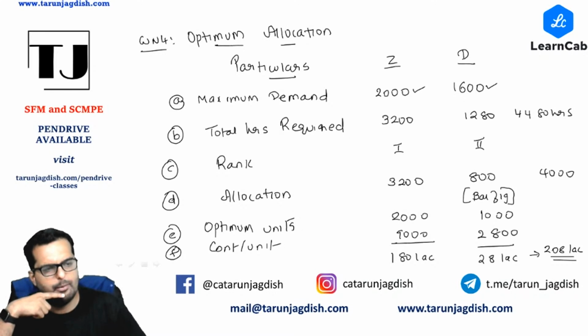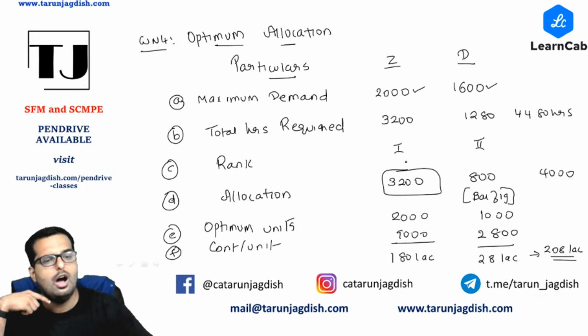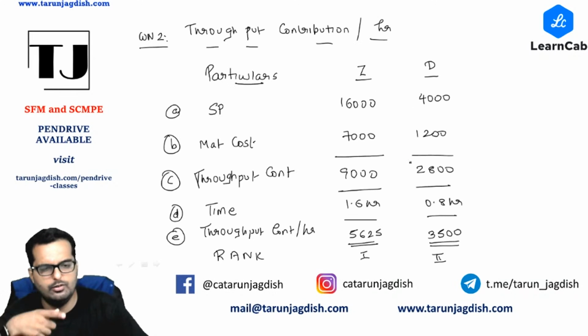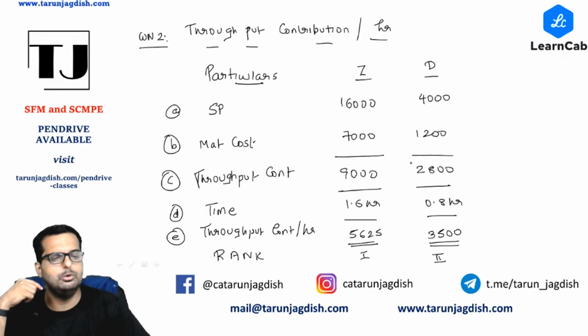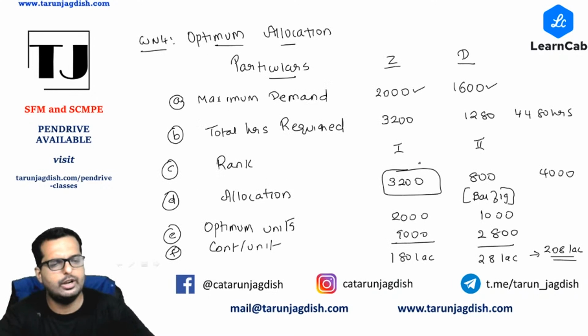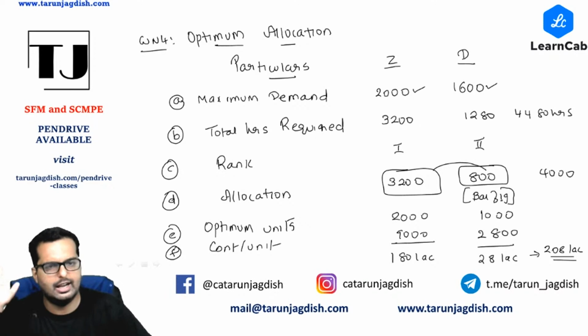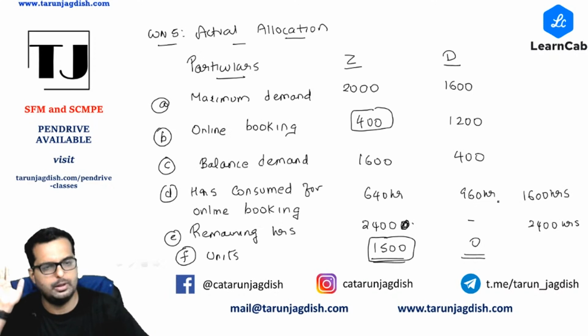4000 hours. So from this 4480, first I will do allocation to Z because it has a higher contribution per hour. 5625 is the contribution per hour. So first I will allocate over here, then whatever balance remains I will allocate over here. That is how the whole plan goes. Once I put it this way, you get the answer as 208 lakhs is the optimum.